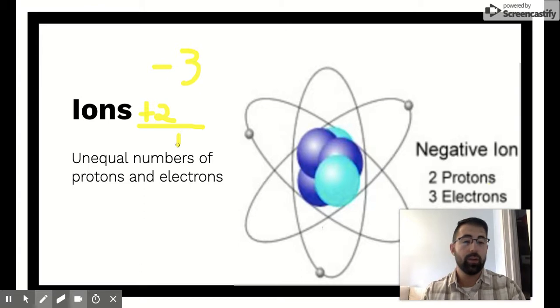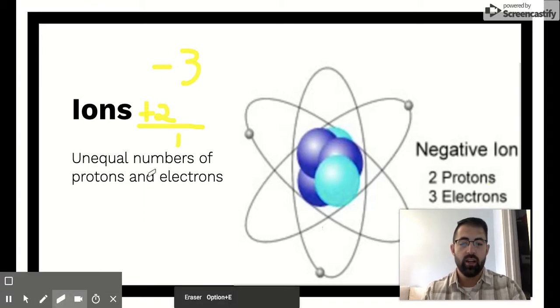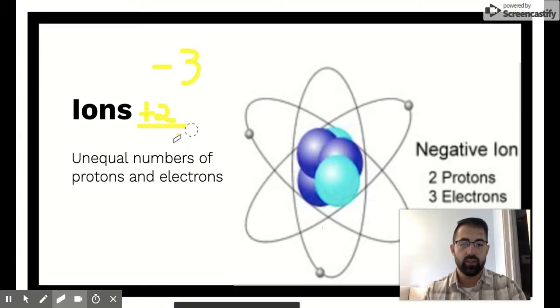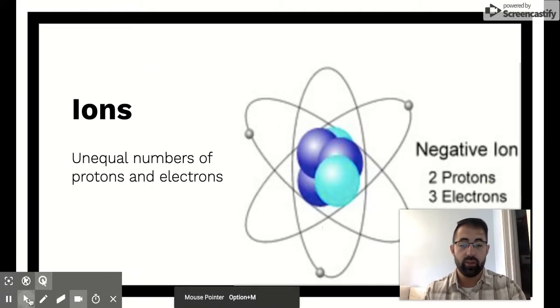All right, so that's when you talk about ions. There's an unequal number of protons and electrons. Let me erase these before I switch to the next screen. Again, this is all in your readings, so please check there. And if you have other questions, please talk to me.